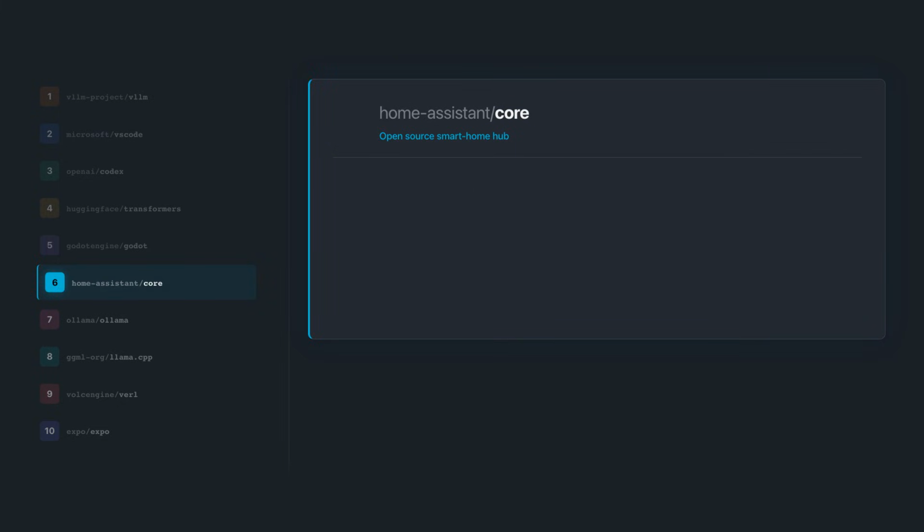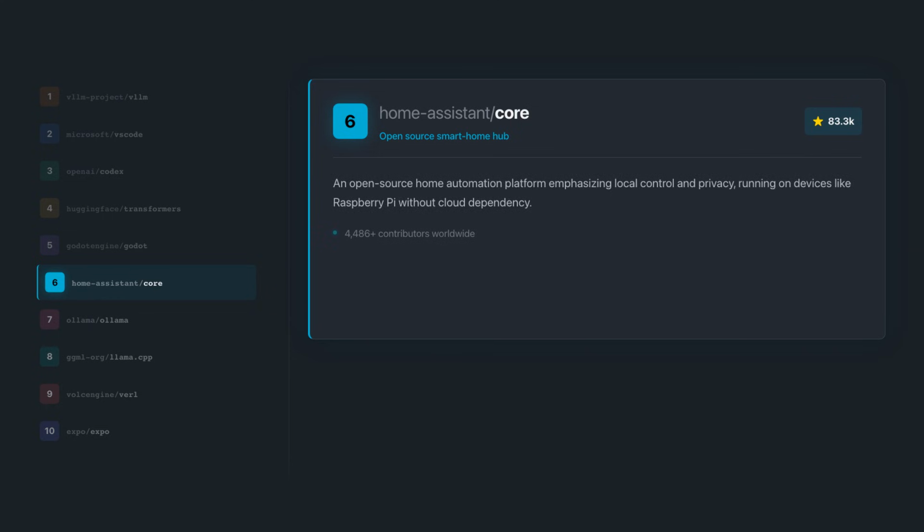Number 6. Home Assistant/Core. This project answers a question many smart home owners eventually ask. Why does my house need the cloud? Core is the definitive local-first home automation platform. Everything runs on your hardware. A Raspberry Pi is enough. No subscription fees, no data harvested, no service shutdowns bricking your devices.